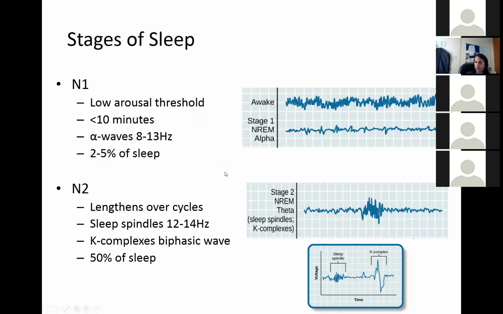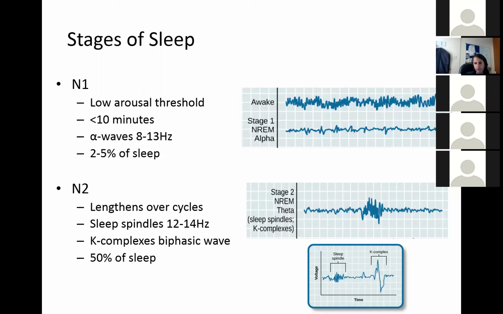So this is an example of N1, what it looks like. You can see the big difference from when you're awake. When you're in N1 sleep, you have a very low arousal threshold, which means that you can wake up quite easily. It normally lasts for less than 10 minutes. And these are called alpha waves, and they're about 8 to 13 hertz. And this is about 2 to 5% of your total sleep.